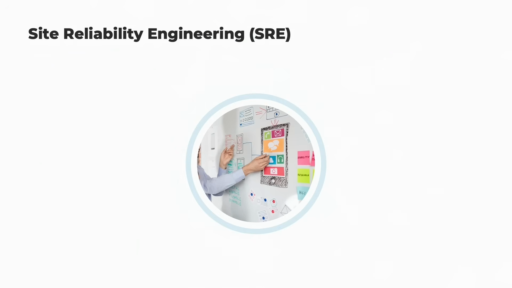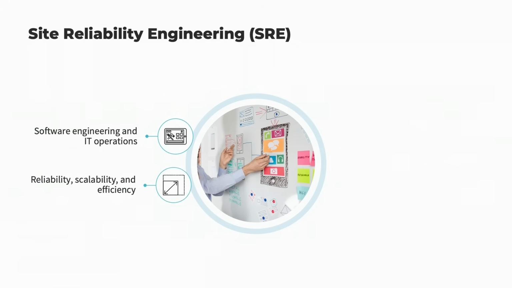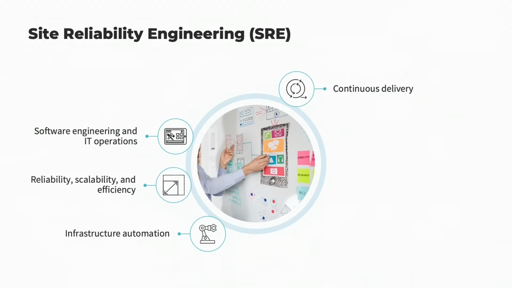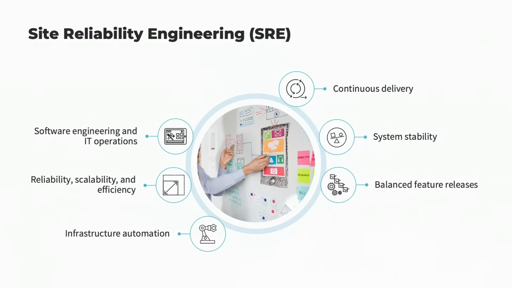This video explores site reliability engineering principles and practices. Site reliability engineering combines aspects of software engineering and IT operations. It's an approach that aims to create and maintain highly reliable, scalable, and efficient software systems. It focuses on automating infrastructure, implementing continuous delivery, ensuring system stability, and balancing feature releases with system reliability.